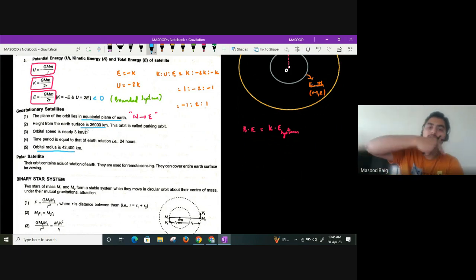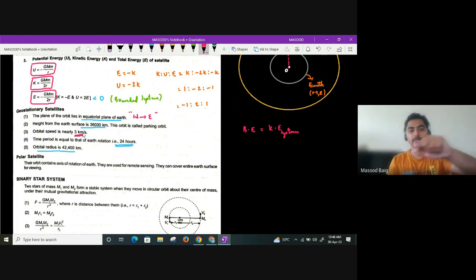It is that satellite which revolves in equatorial plane from west to east, and its time period of revolution will be same as that of time period of the rotation of the earth, which is 24 hours, and its speed will be nearly 3 kilometer per second, guys. The orbit in which it is performing revolution around the earth will be called as geostationary orbit. Geostationary orbits are also called as parking orbits, guys.